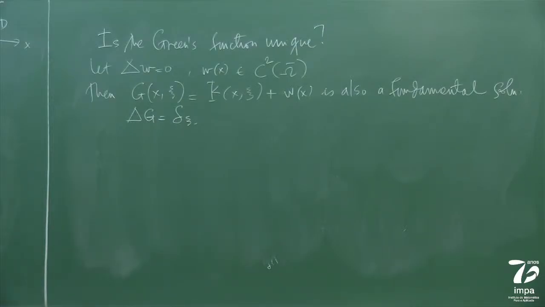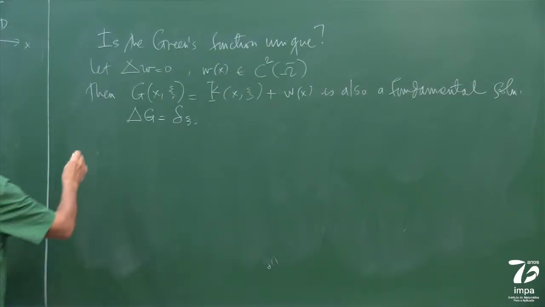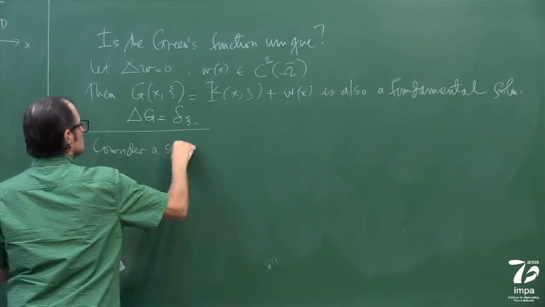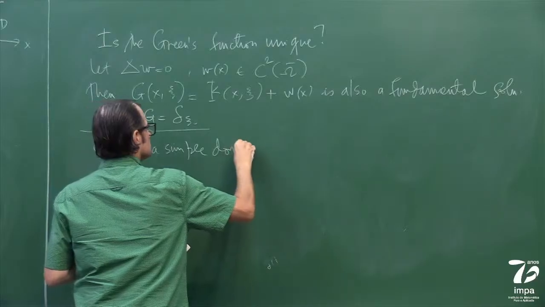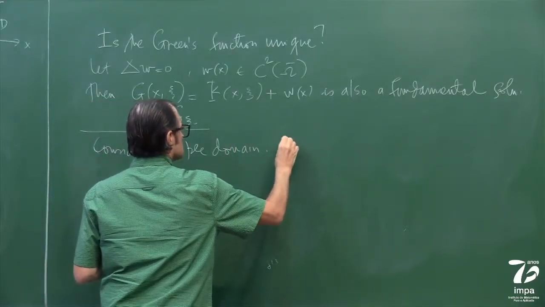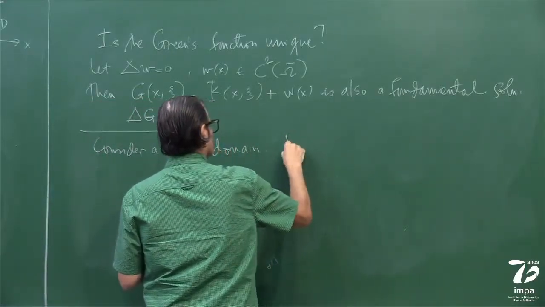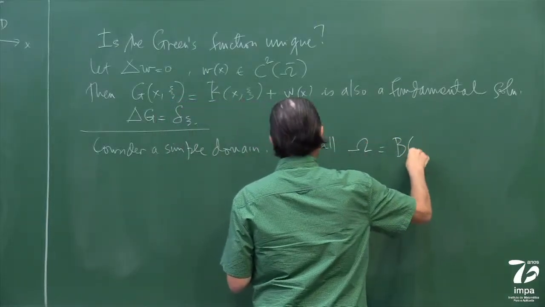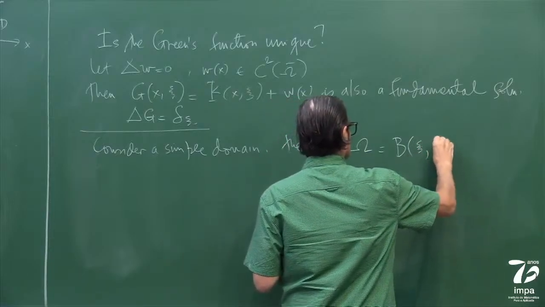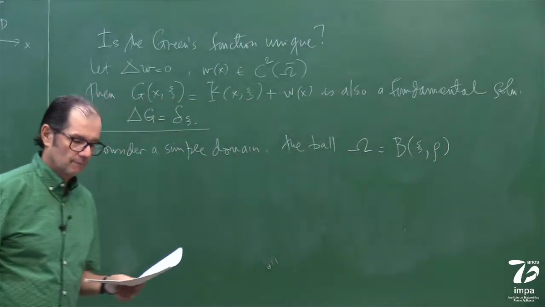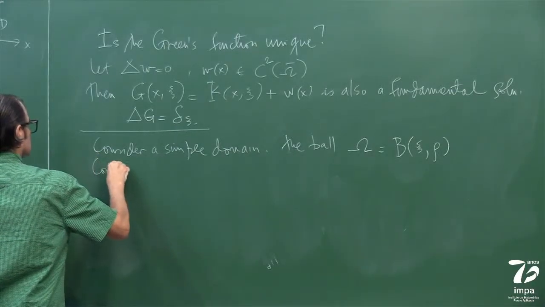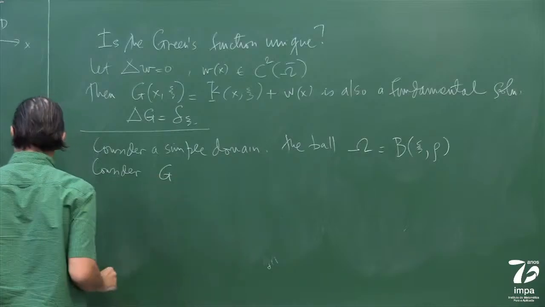We'll see one example now, maybe the simplest one, and then we'll make a few slightly more complicated ones. So let's consider a simple domain, which is a ball. The ball centered at C and of radius rho. Okay? And consider this Green's function.